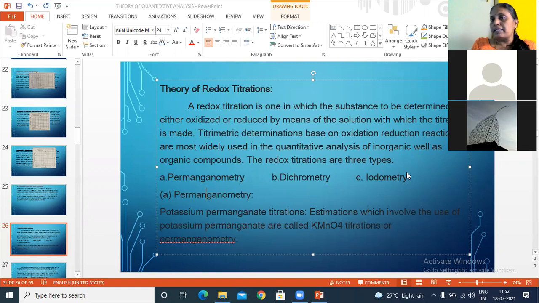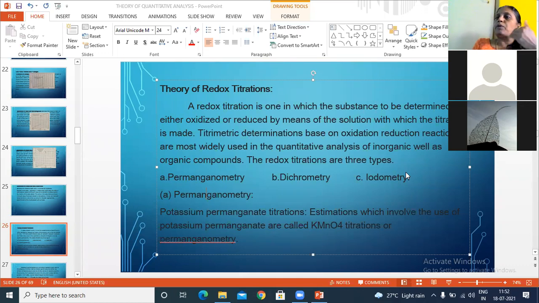What about iodometry? If we use iodine, whether iodine is directly used in the reaction or iodine gas is evolved in the reaction, as we discussed in the previous class. Iodometry is of two types, iodimetry and iodometry. Iodimetry is where iodine is used in the reaction.